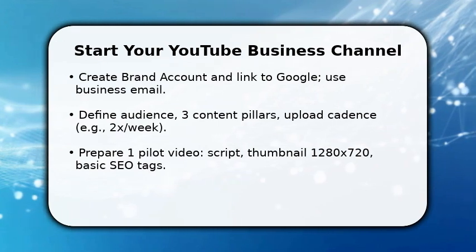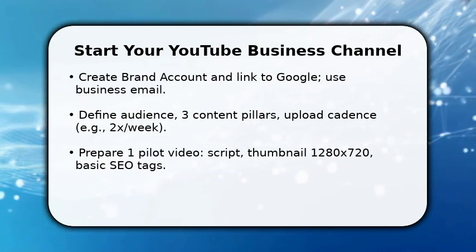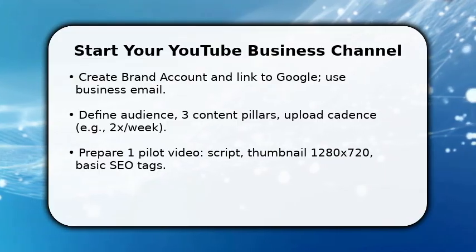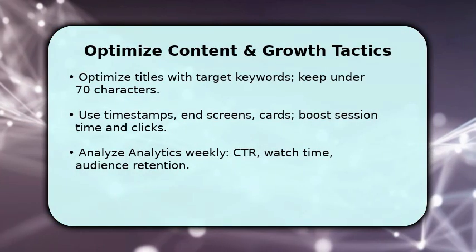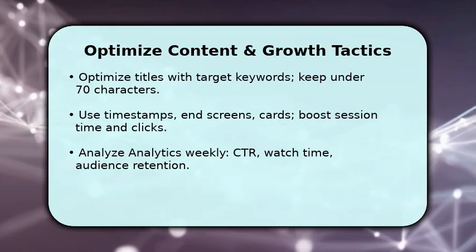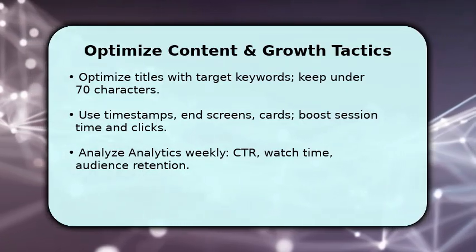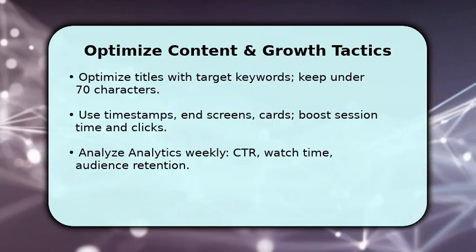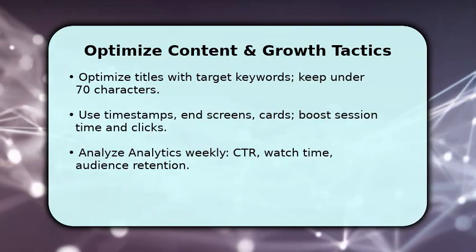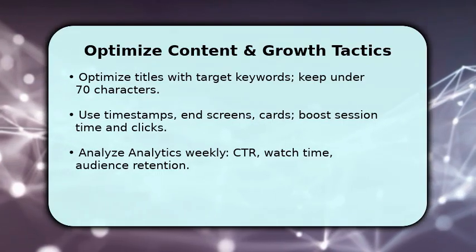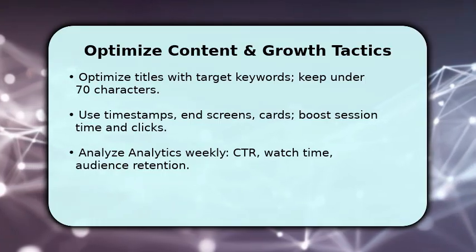You now focus on optimization and growth. Write keyword-driven titles under 70 characters and craft descriptions that include 1-2 primary keywords in the first 100 words. Use timestamps, end screens, and cards to guide viewers to more content and increase session time. Make thumbnails bold and consistent to improve CTR.